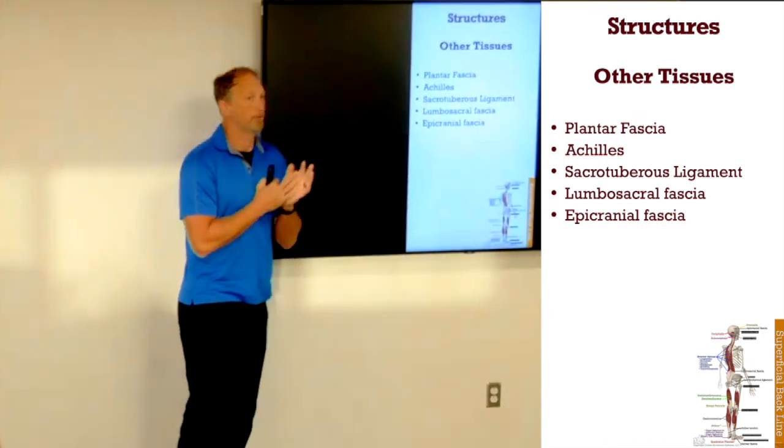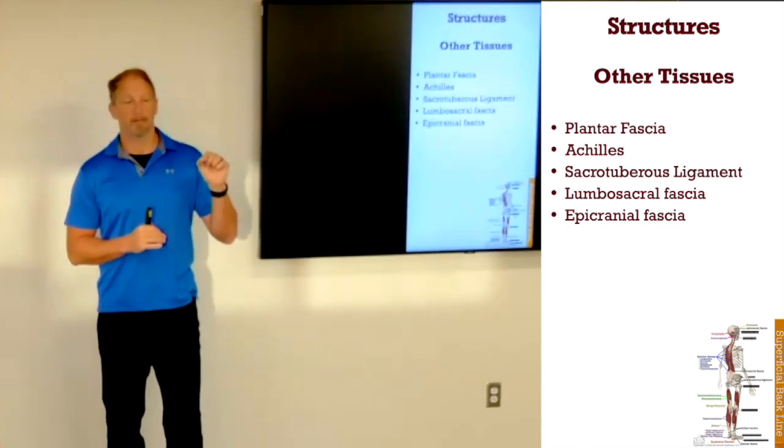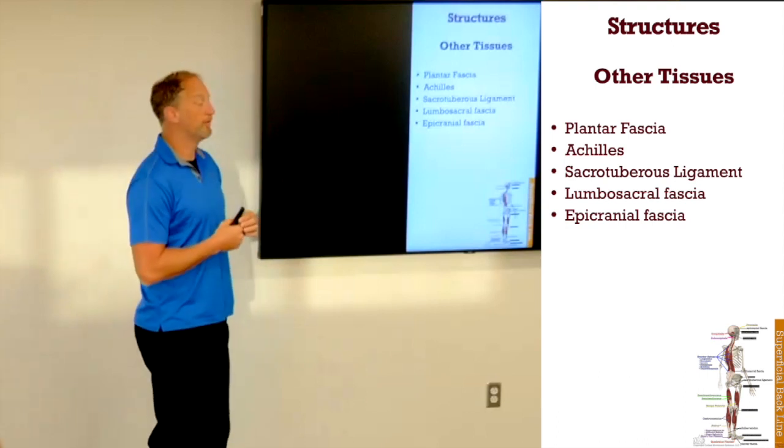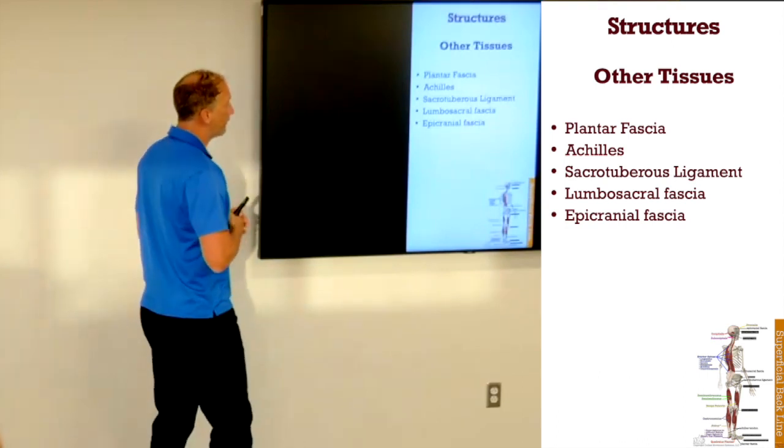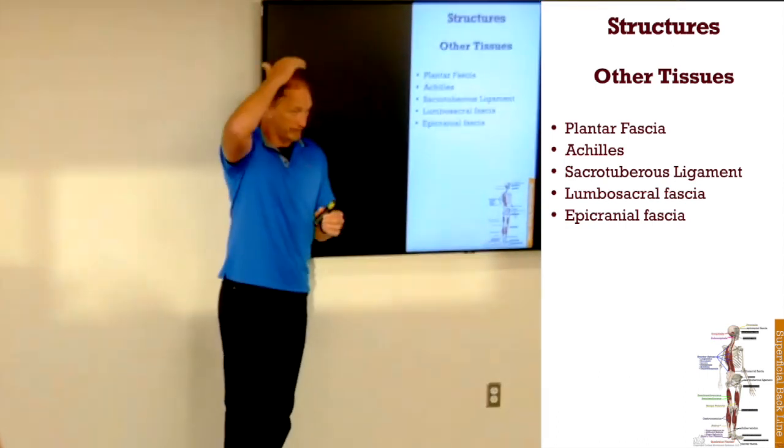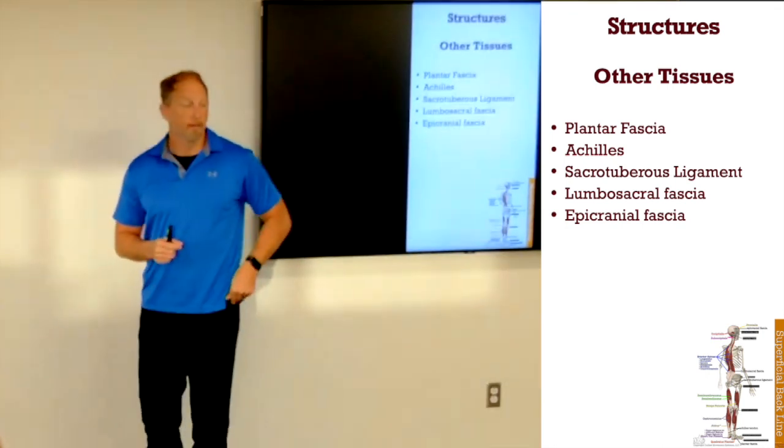You don't remember where the sacrotuberous ligament is? It runs from the ischial tuberosity up to the lateral border of the sacrum. And then the epicranial fascia, so the fascia on the back and the top of the skull.